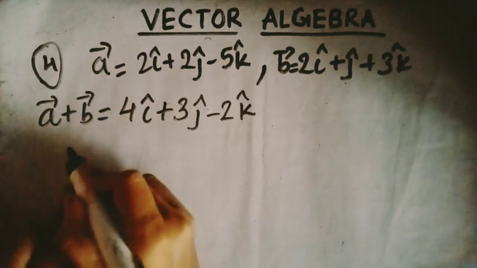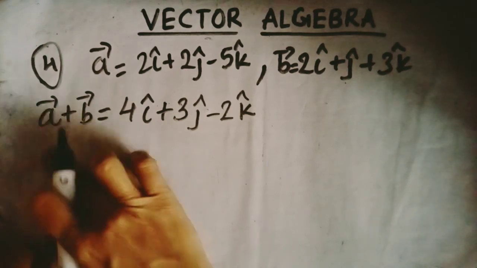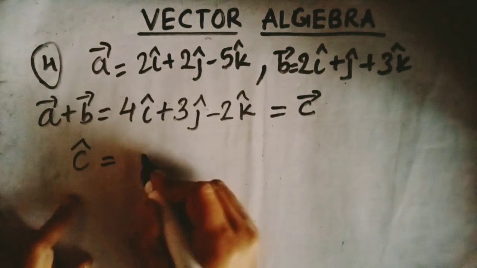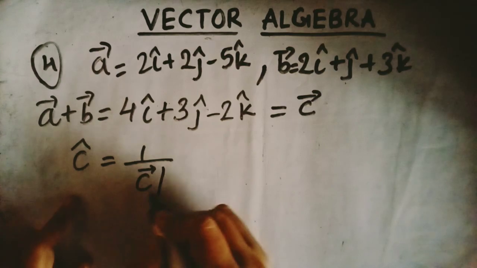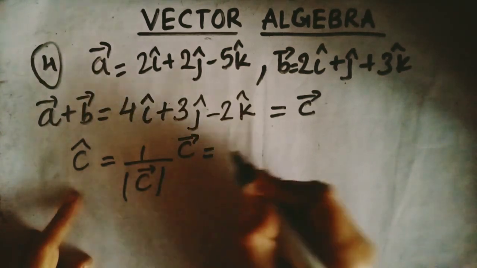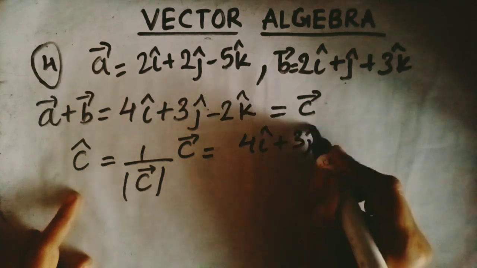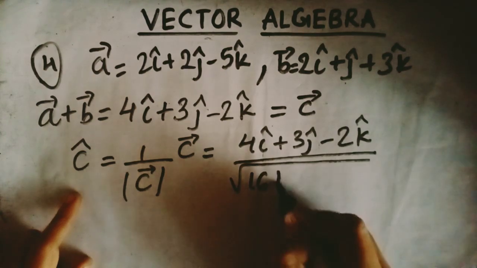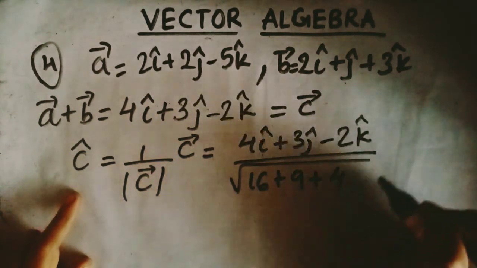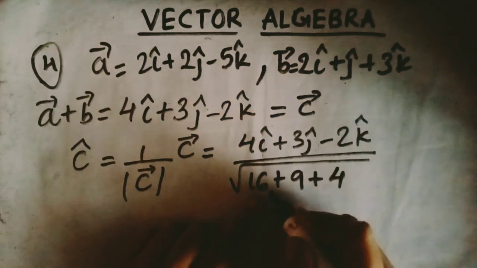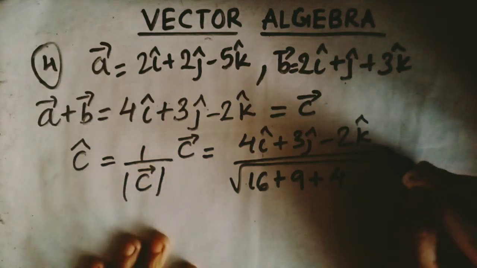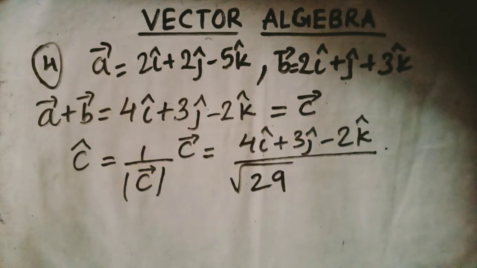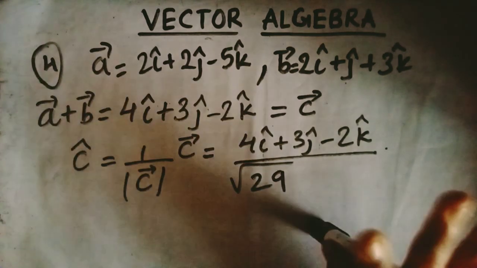So now you have to find a unit vector. So let's say this is our c vector. Okay, so c unit vector is 1 upon magnitude of c, so 4i plus 3j minus 2k upon root of 4 square 16, 3 square 9, 2 square 4. So 29, so it will be root 29, right? So I'll write directly here. Okay, so this is your unit vector.